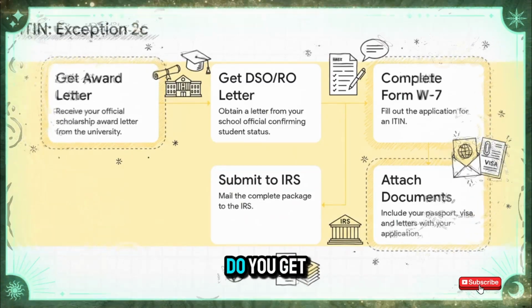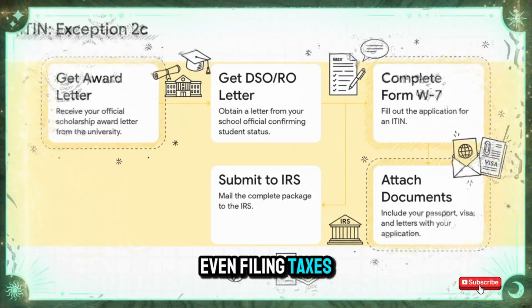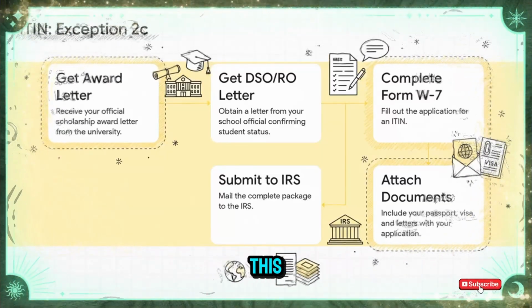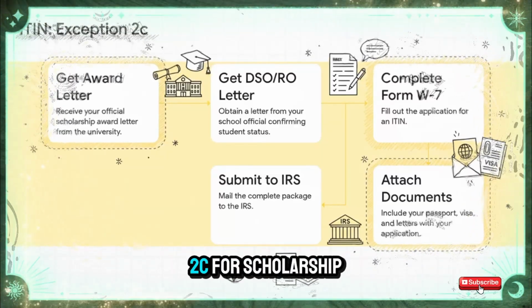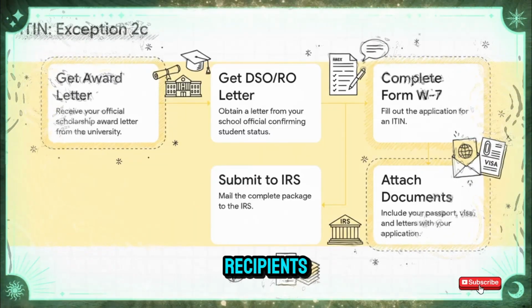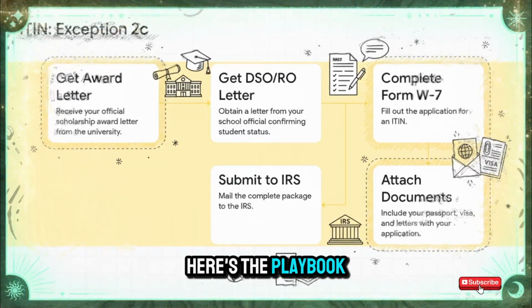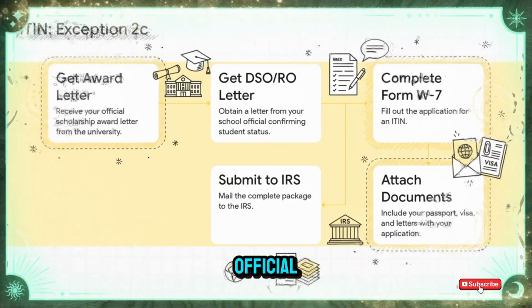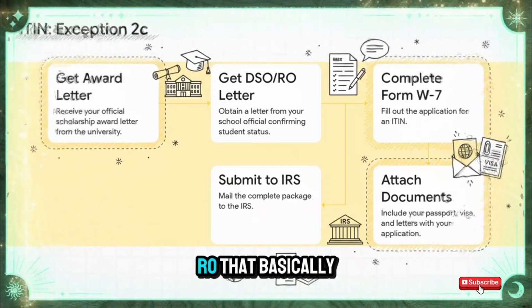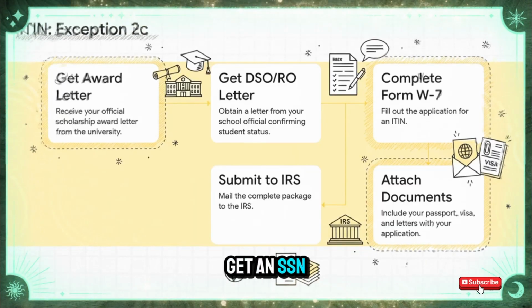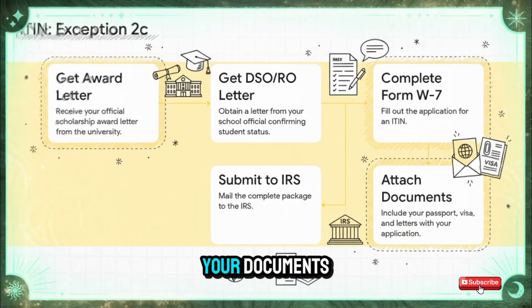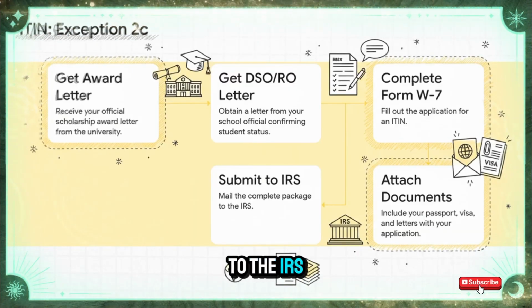Okay, so how do you get an ITIN if you're not even filing taxes yet? Good question. The IRS has a special pathway for this. It's called Exception 2C for scholarship recipients. Here's the playbook. You need your official award letter, a special letter from your school's official, your DSO or RO, that basically says you can't get an SSN, and you fill out a Form W-7. You package all that up with your documents and send it to the IRS.